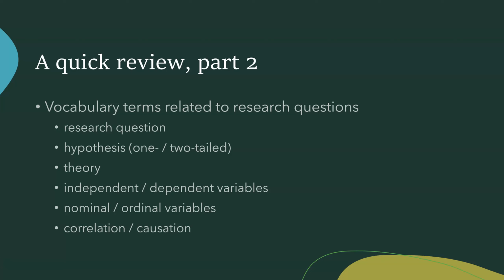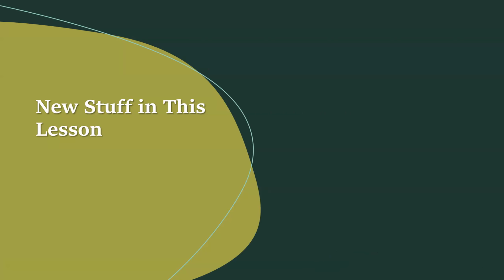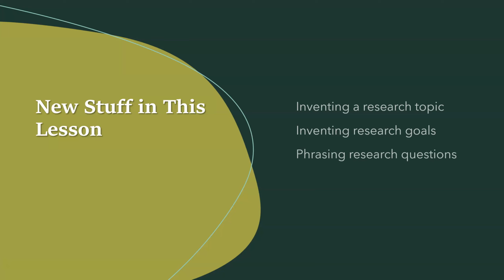We're actually going to put those ideas to work now when we talk about putting together research questions and hypotheses. So let's talk about what is going to come up in this video lecture. We're going to talk about inventing a research topic. We're going to talk about inventing research goals. We'll talk about phrasing research questions. And we will also talk about phrasing hypotheses. Once we get done talking about these in the abstract, we'll run through an example.